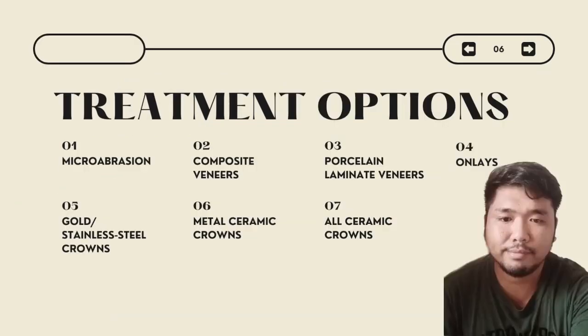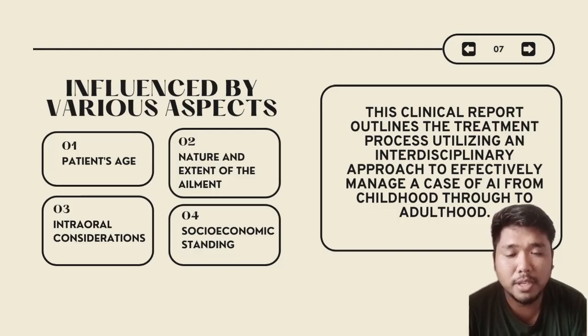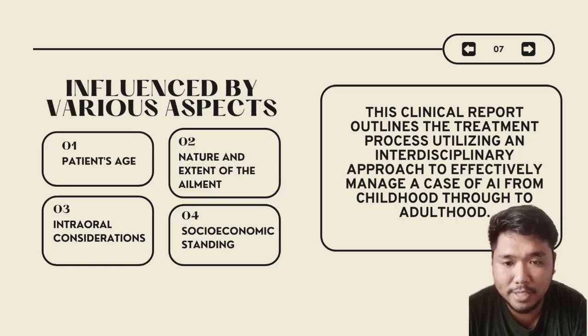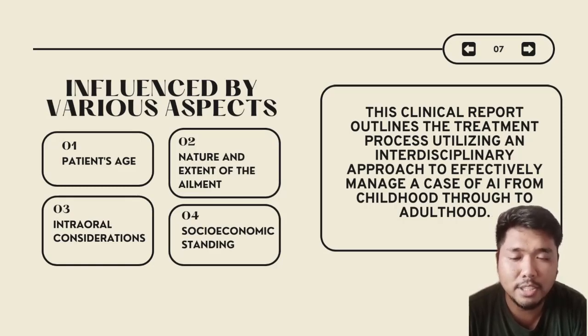Treatment options for patients with amelogenesis imperfecta include microabrasion, composite veneers, porcelain laminate veneers, onlays, gold or stainless steel crowns, metal ceramic crowns, and lastly, all-ceramic crowns. The treatment options mentioned earlier are influenced by various aspects that will most likely determine their success. One being the patient's age, second is the nature and extent of the illness or ailment, third is internal consideration, and lastly is socioeconomic standing.